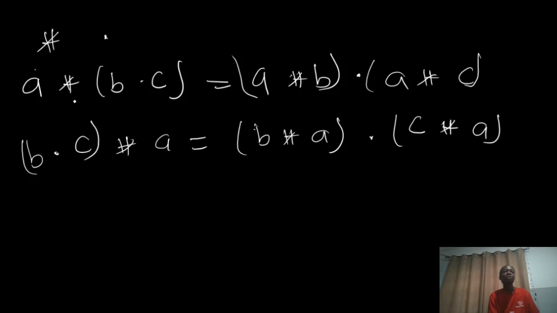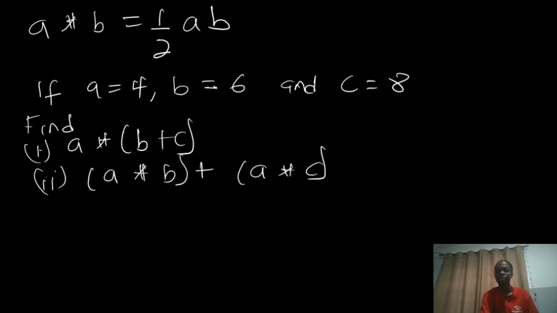But then for the first one, we say that the operation star is left distributive over dot, the operation dot. And here we say that the operation star is right distributive over dot. So the first one, the operation star is left distributive over the dot. Then here the operation star is right distributive over the dot. And if you do any other two, you are going to get the same answer. So let's try to solve questions on them and see how it goes.